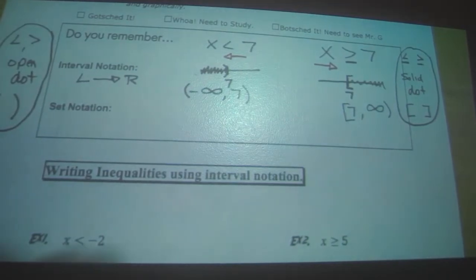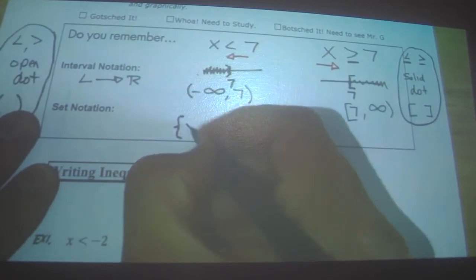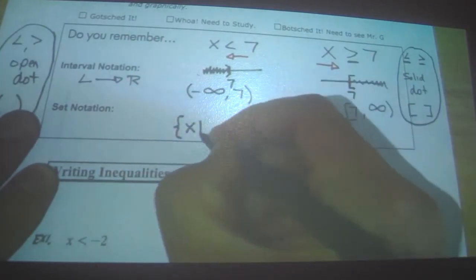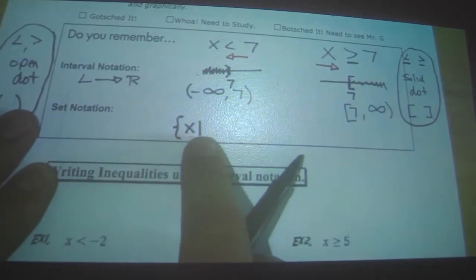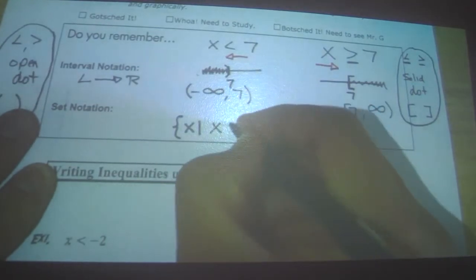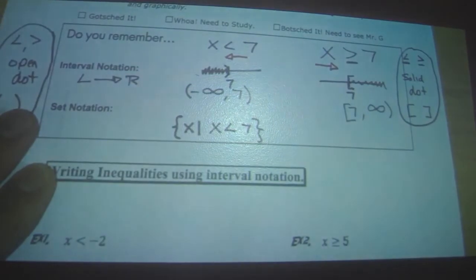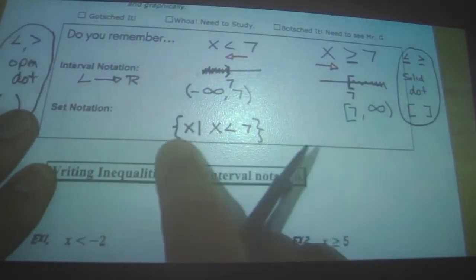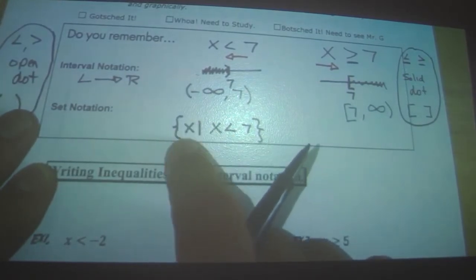All right, now set notation. Set notation, I wouldn't worry about this too much. It's just got a fancy bracket. This x bar means x is the set of all real numbers such that x is less than 7, for this one. So it's basically the inequality inside of this set. The set are these brackets, and this x bar means all real numbers.